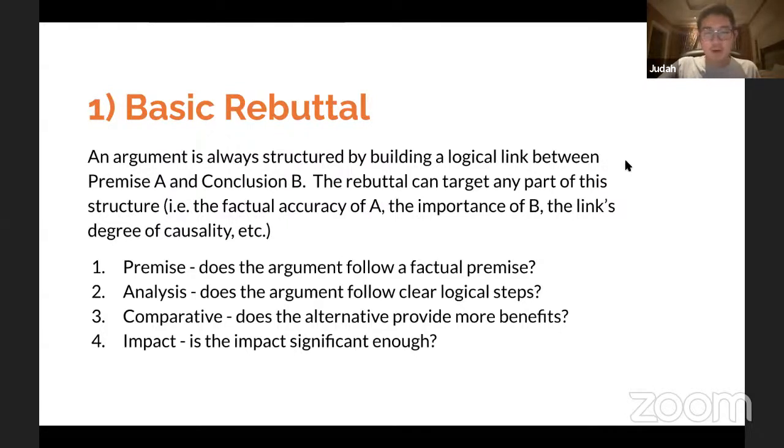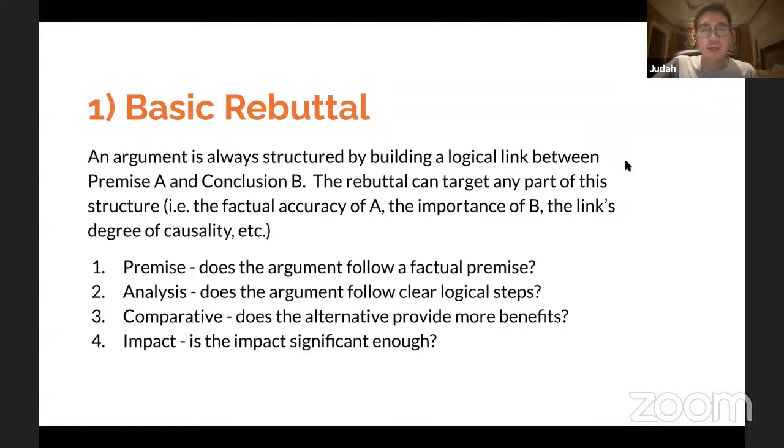The third is just comparative. Does the alternative provide more benefits? What this is to say is, when people say, here's why our side is better, you say, no, it's not better because the world looks like XYZ. Right? And we'll go into that a bit more when we're talking about weighing. But the final one, and probably the most important one, is just impact. The impact is insignificant, even if the whole argument is true. So that's really the 4 ways that you can rebut an argument.